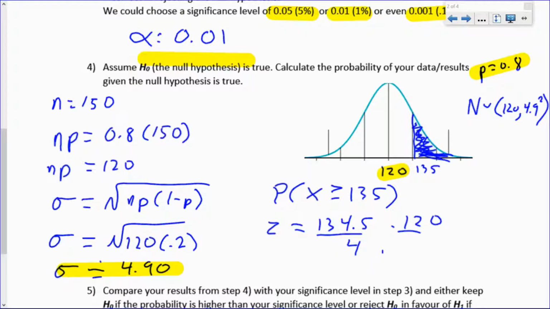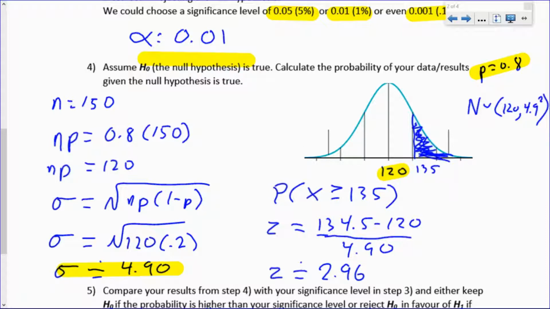Remember here, we are calculating a z-score. So how many standard deviations is 135 from 120? And if you figure that out, you get a z-score of 2.96. So 2.96 standard deviations above the mean.